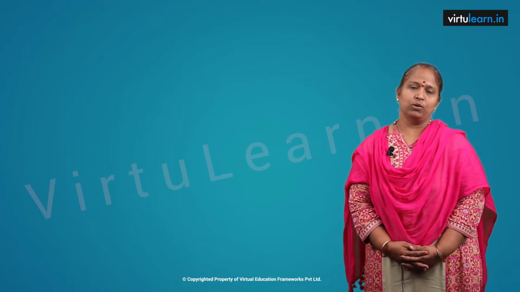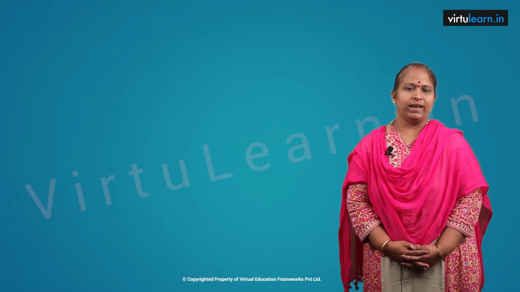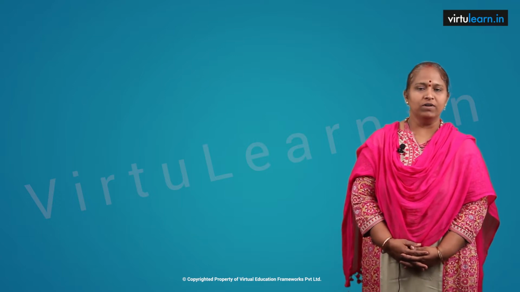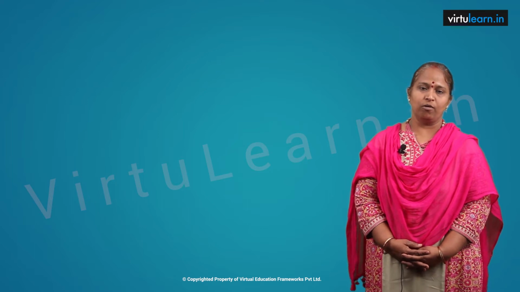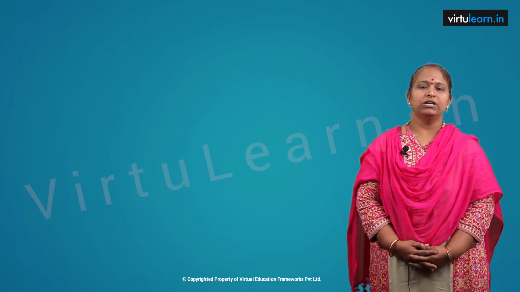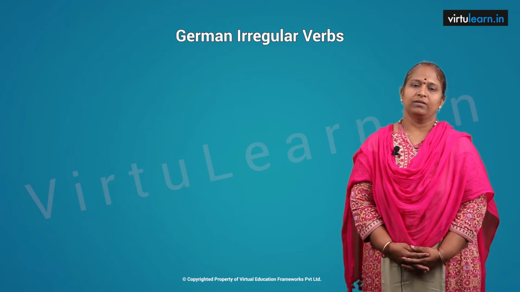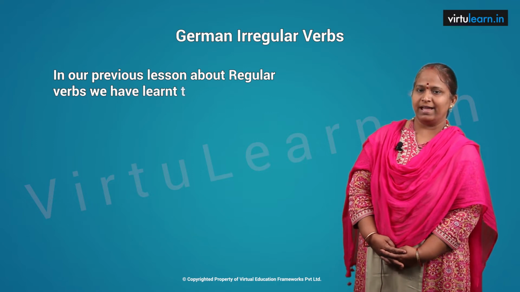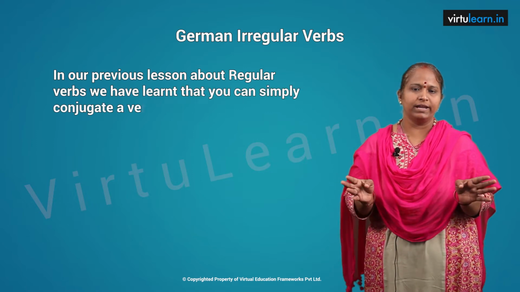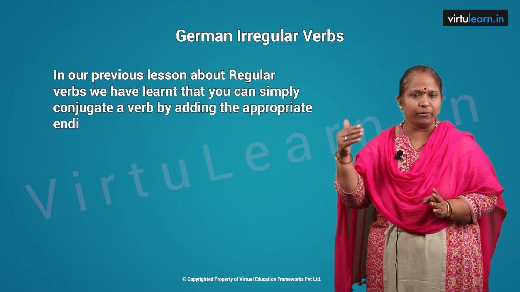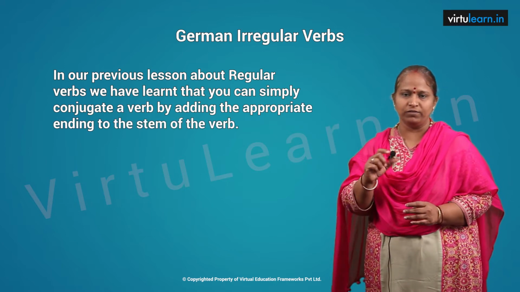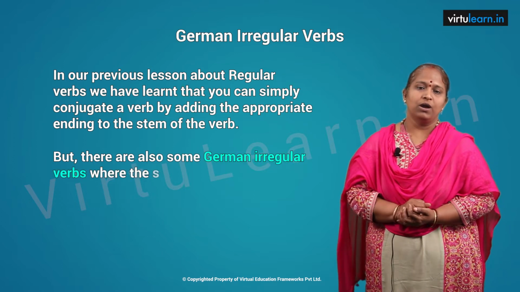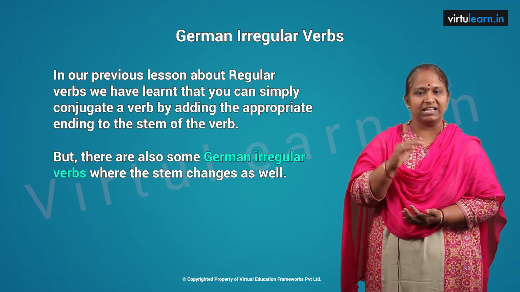Learning German is very simple as well as complicated. In our last videos, we have seen the verb conjugations in regular form. Today, we'll be learning about the German irregular verbs. In our previous lesson about regular verbs, we have learned that you can simply conjugate a verb by adding the appropriate ending to the stem of the verb. But there are also German irregular verbs where the stem changes as well.